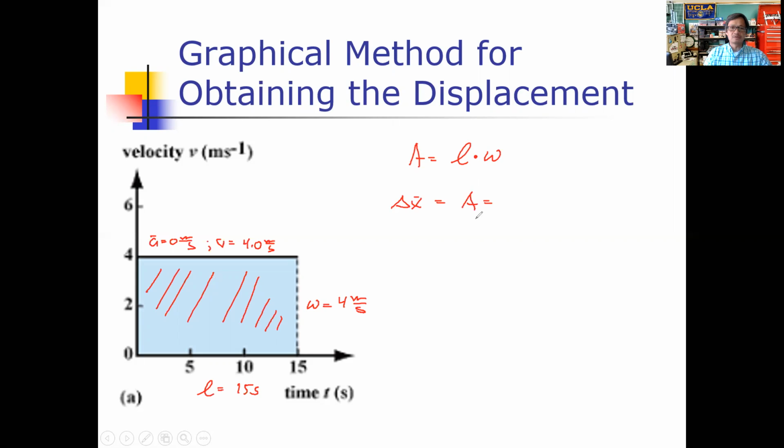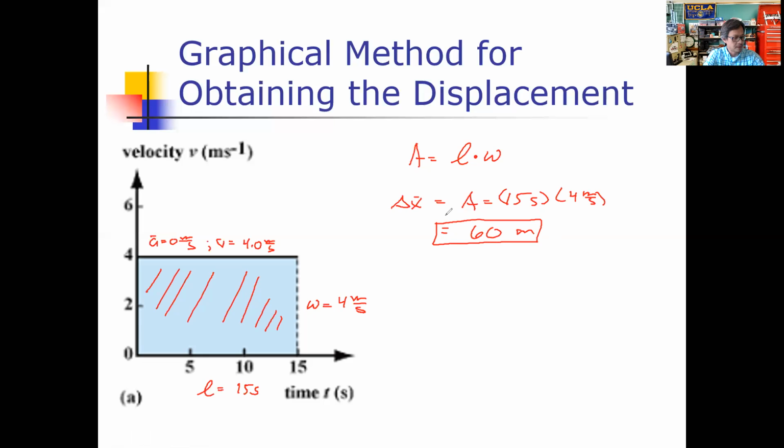So the displacement is going to be equal to the area. Let's plug in our values here. The length is going to be 15 seconds, and the width is going to be the velocity, which is 4 meters per second. We plug that in, and we get our displacement as being 60 meters. Pretty straightforward, pretty simple stuff. I don't think it's that difficult. Okay. All right, so I've run out of time right here.